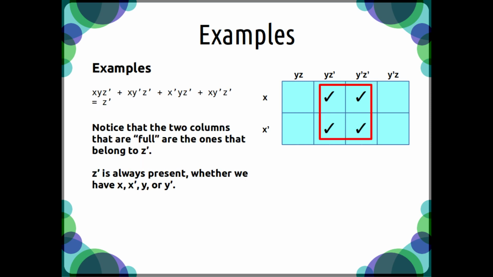This one might be a little bit harder to tell, but if we fill out the Karnaugh map and make our square, we can see that all possible states are filled for z prime, so that's the only thing that really matters. We have z prime with x and x prime, and z prime with y and y prime. So again, the only thing affecting the outcome of the entire equation is what z prime is equal to.